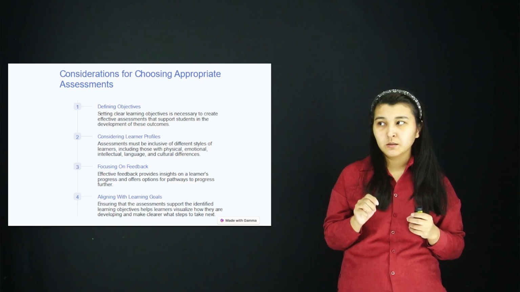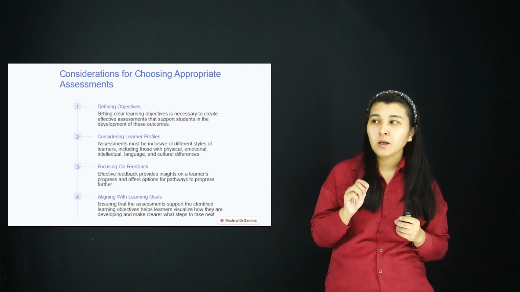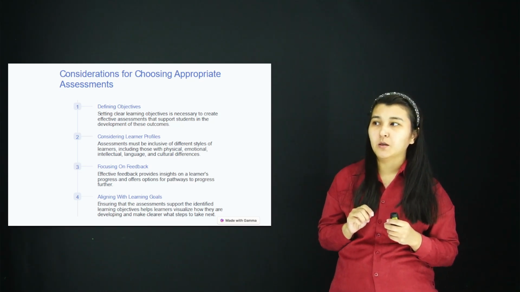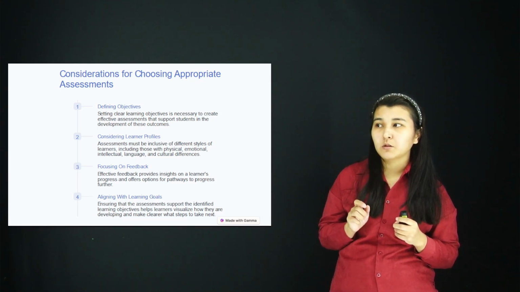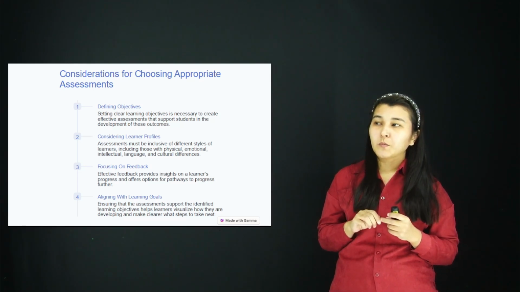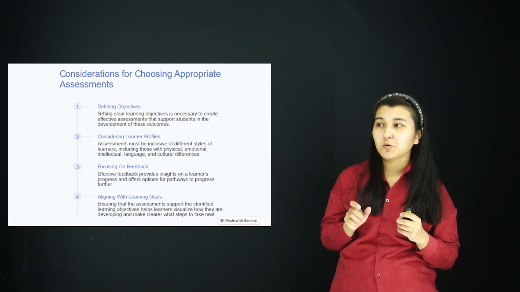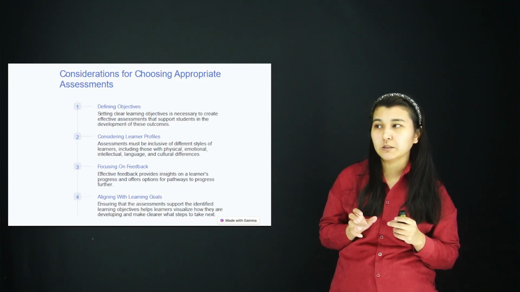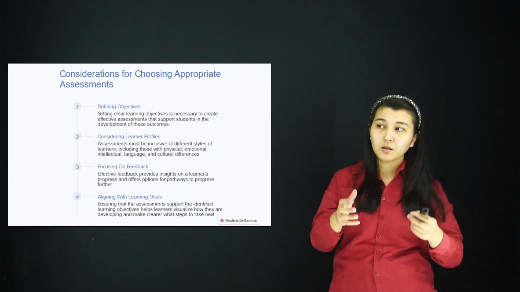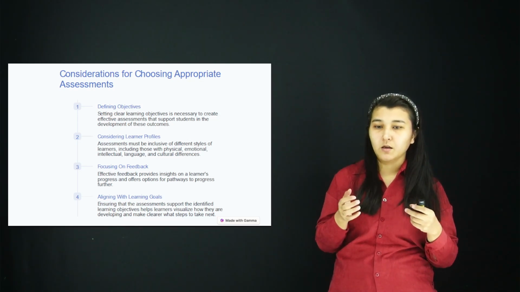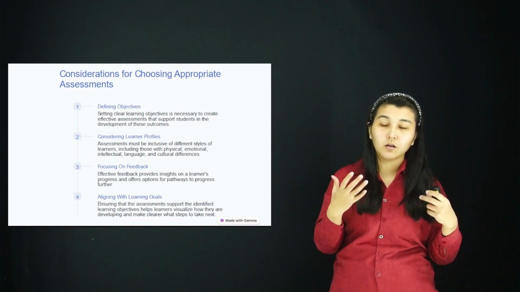And the next one is focusing on feedback. As I mentioned, we should give effective feedback to our learners. And the next one is aligning with learning goals. We should ensure the assessment supports the identified learning objectives and helps learners to visualize how they are developing. They should understand whether they are developing or not. Okay.